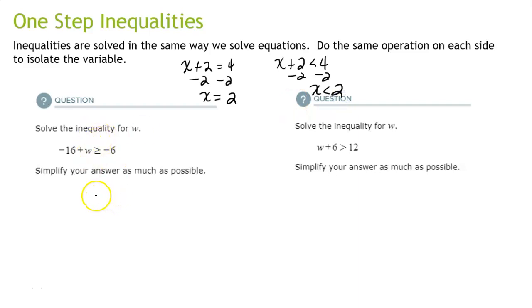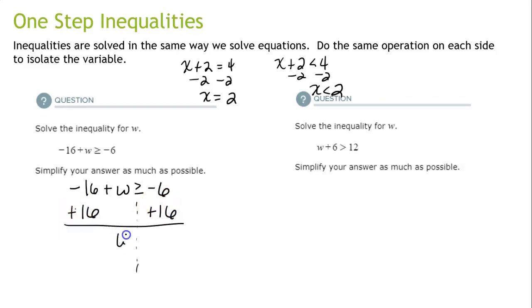So let's try these. I have -16 plus w is greater than or equal to -6. There's two sides. If you want to draw a line down to help you remember that, you can. You want to find a way to remove the 16 by canceling it out. Well, the opposite of a negative is positive. -16 and +16 will make 0, and that isolates w. You bring down the greater than or equal to sign. -6 plus 16 is 10, and so your answer is w is greater than or equal to 10.